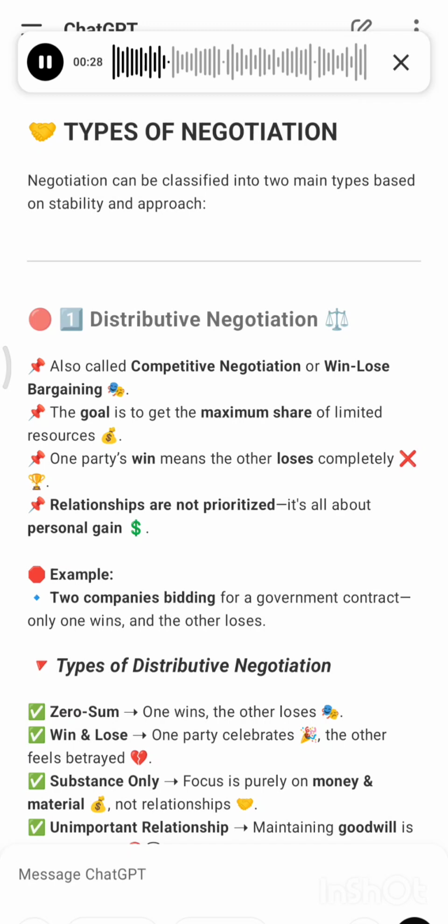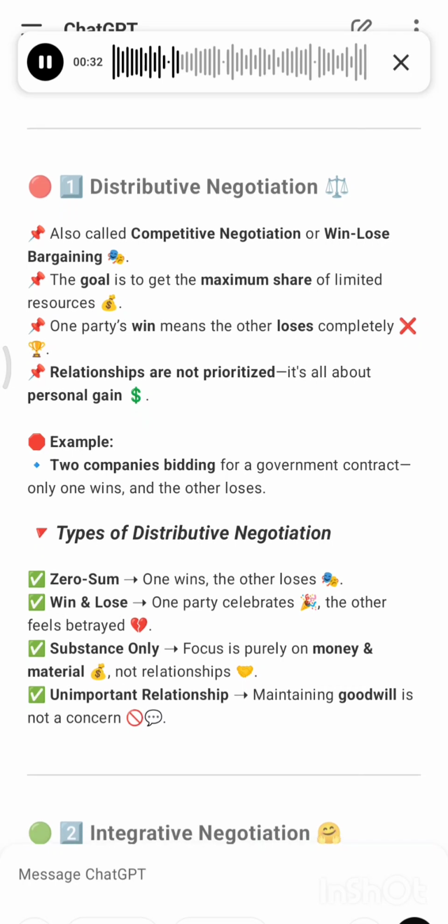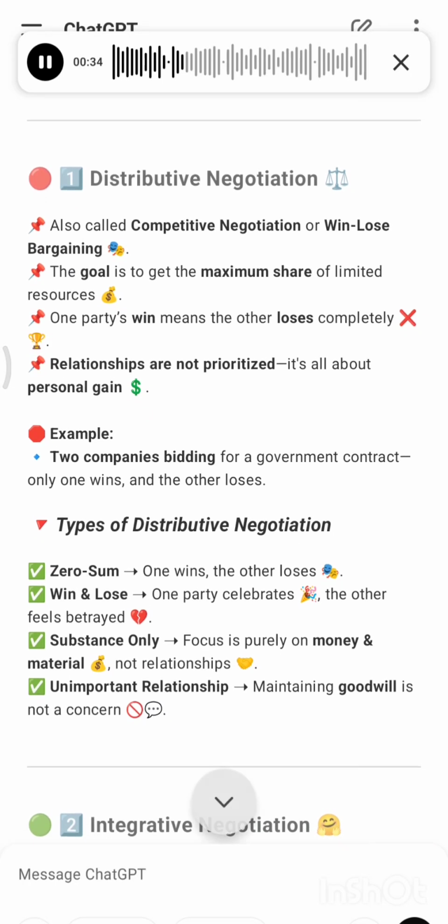Example, two companies bidding for a government contract. Only one wins and the other loses. Types of distributive negotiation. Zero sum: one wins, the other loses. Win and lose: one party celebrates, the other feels betrayed. Substance only: focus is purely on money and material, not relationships. Unimportant relationship: maintaining goodwill is not a concern.